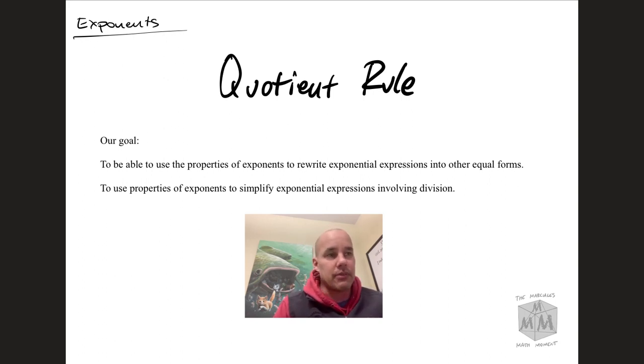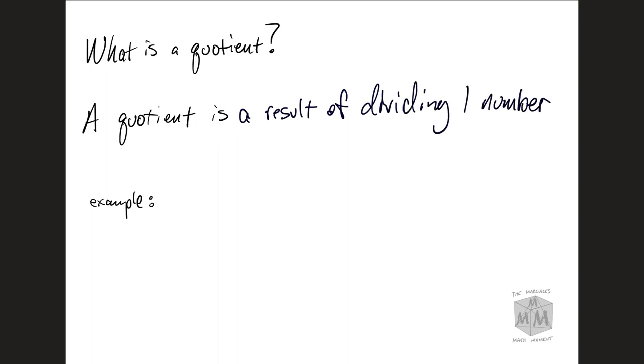So we've talked about some other things before. Now we're talking about division. All right, let's go. Well, let's get started. What is a quotient? Well, a quotient is a result you get when you divide one number by another. It is a result of dividing one, we'll say number, but it could be a quantity, by another.